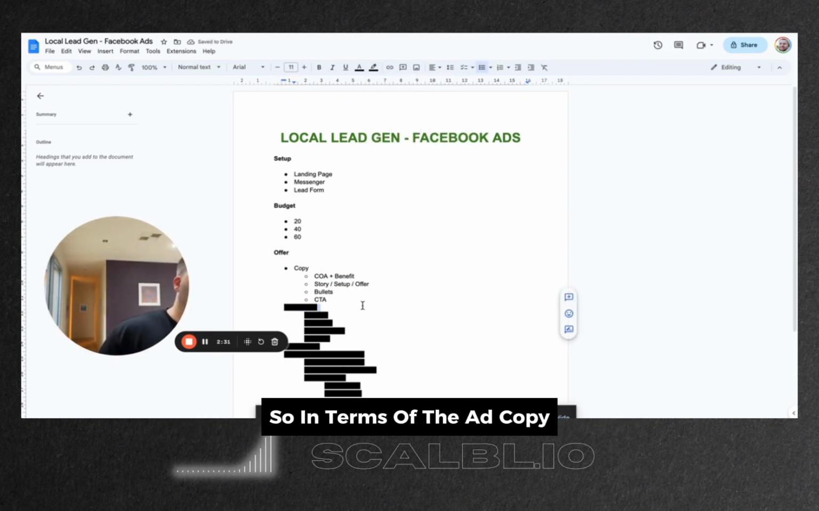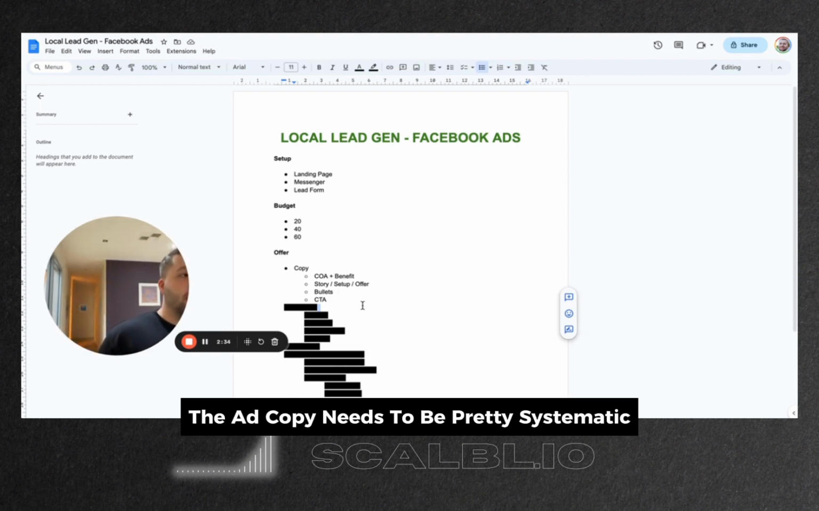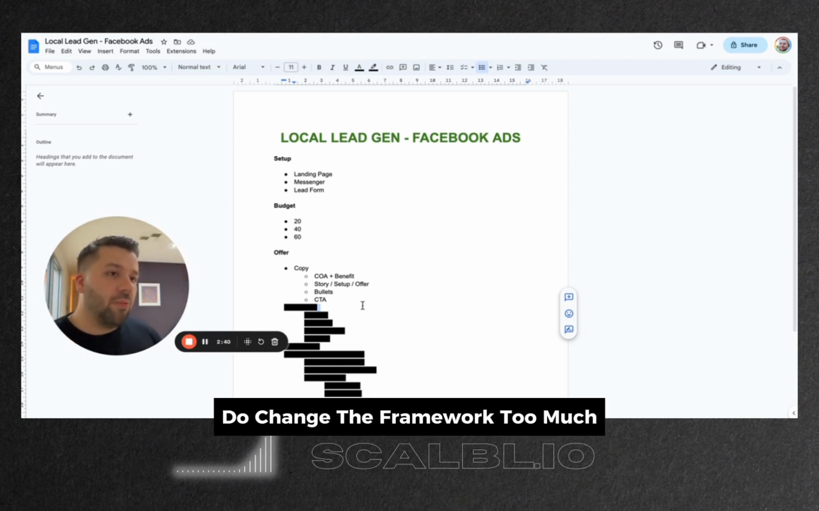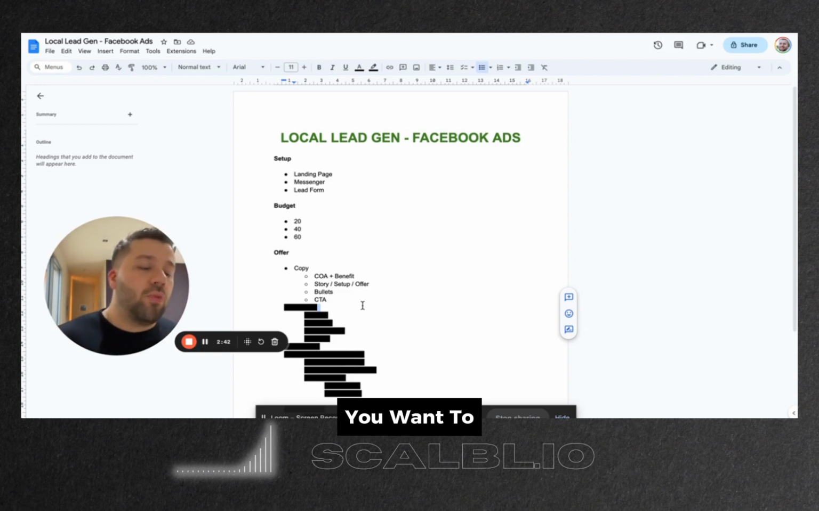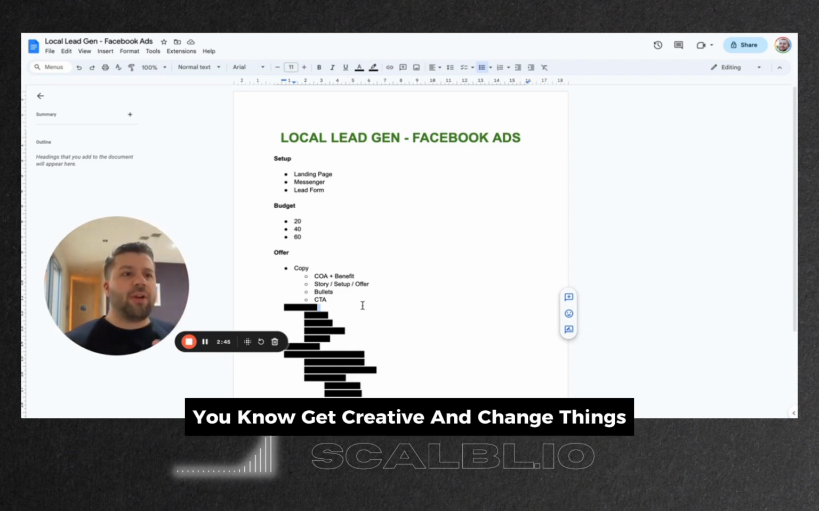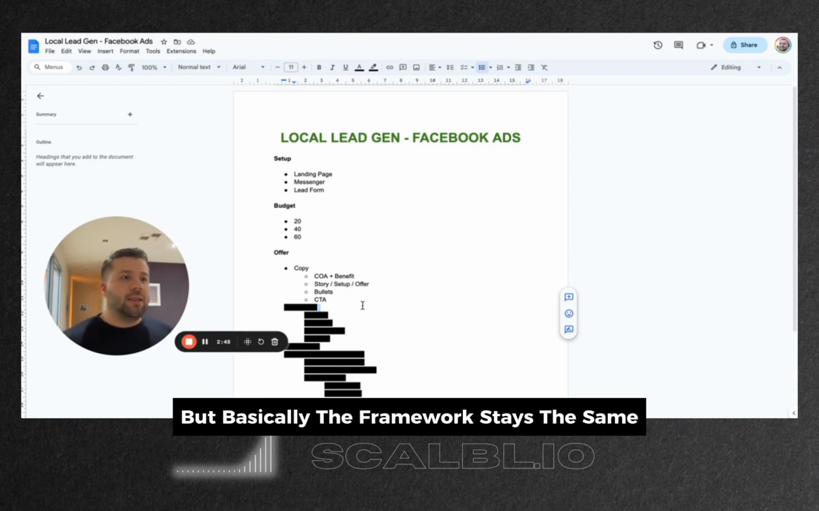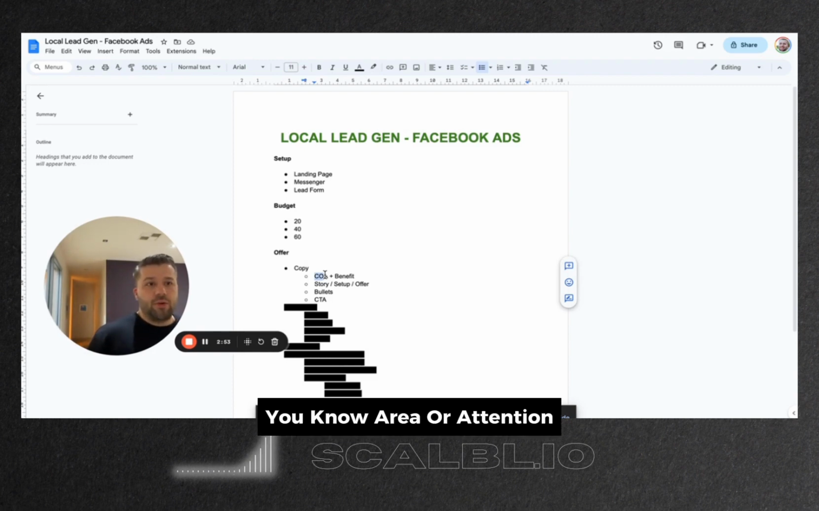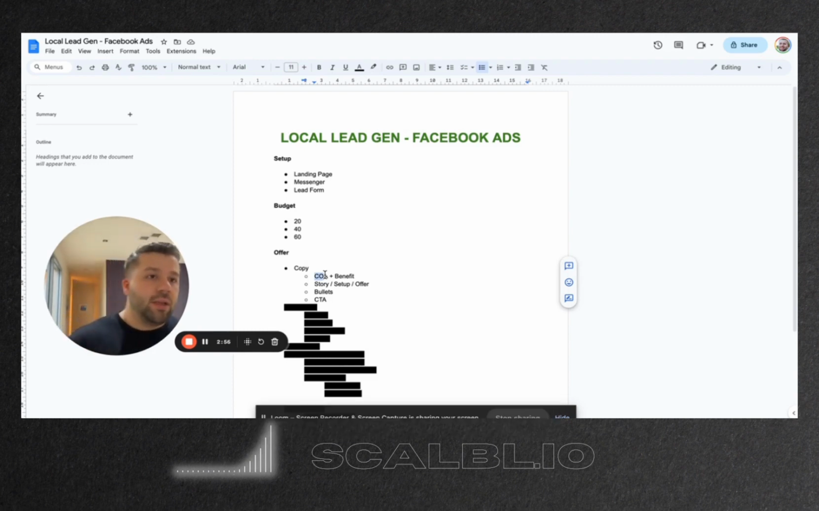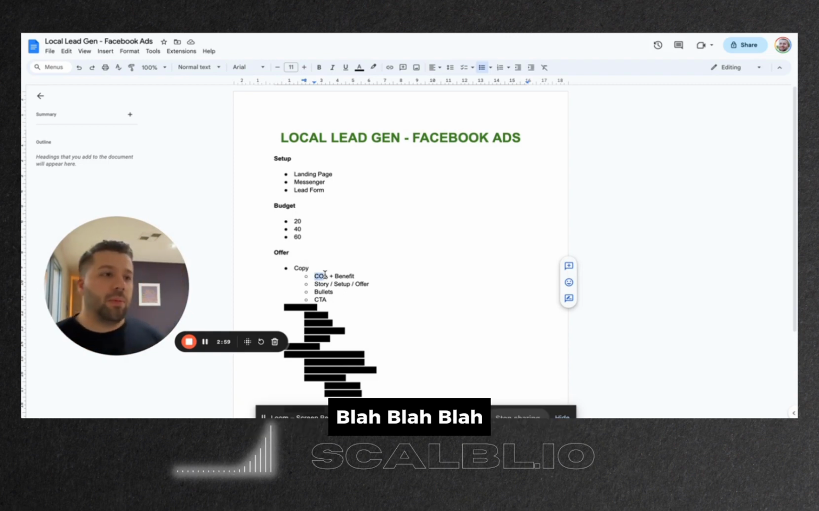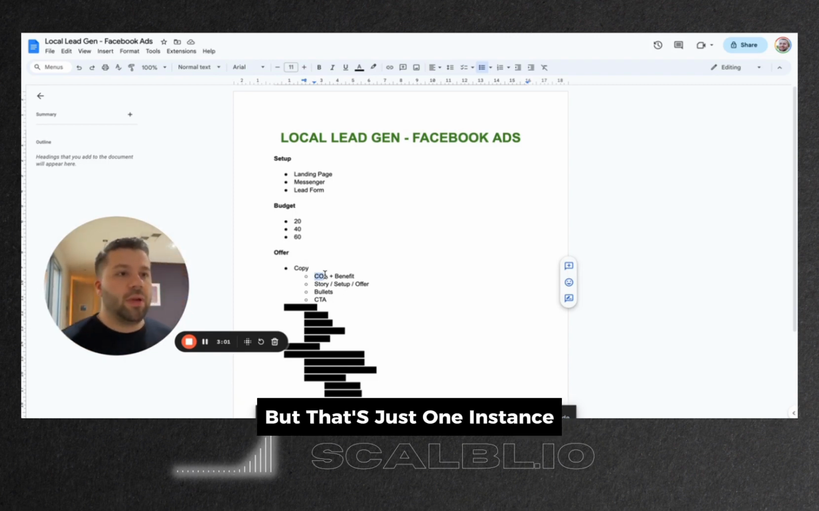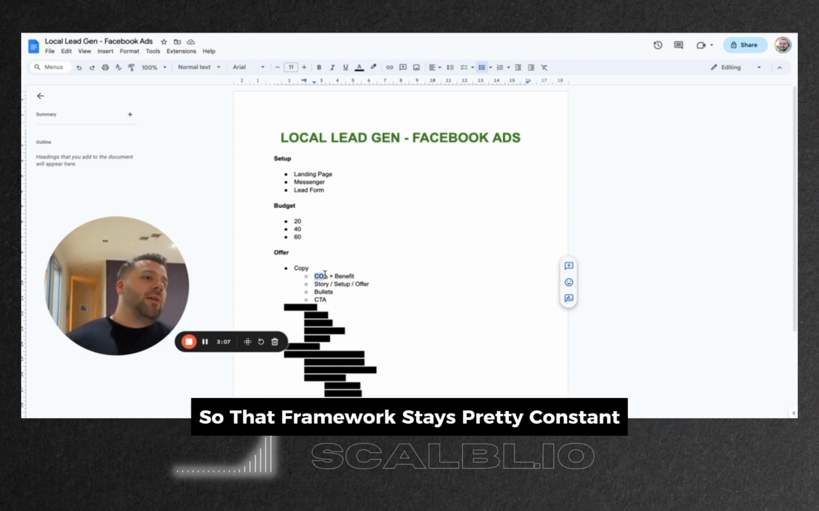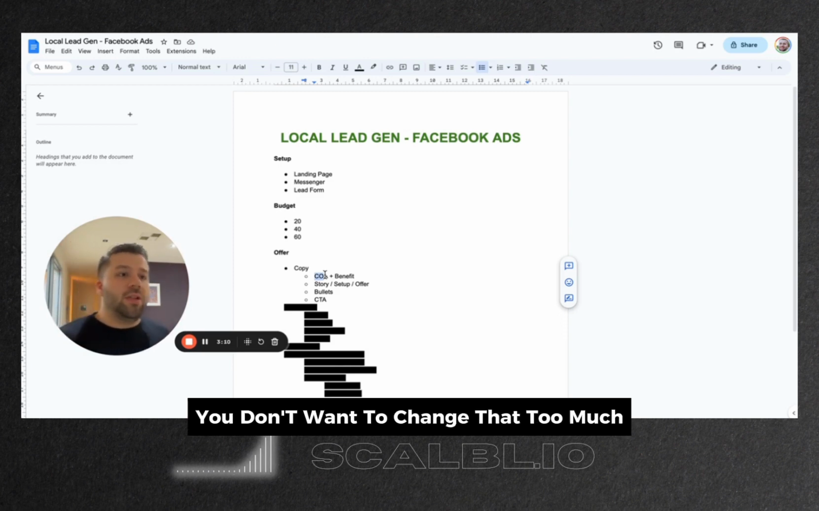In terms of the ad copy, it needs to be pretty systematic. You don't want to change the framework too much. Obviously within the framework you want to get creative and change things, but basically the framework stays the same. You call out the audience, so "Attention, area" or "Attention homeowners." It doesn't have to be attention, but that's just one instance. Then have the benefit at the top of the ad copy. That framework stays pretty constant, and you don't want to change it too much.